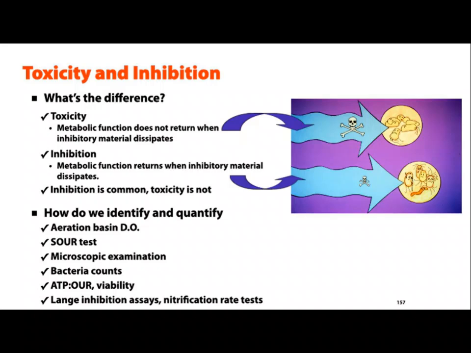ATP measurements, not too many people are doing them, but they're simple to do. OUR measurements are easy to do. And so the ATP and OUR are tests that I personally utilize. Again, we need historical data to know where the normal values are, but if you've got that, then I would say those would be used.